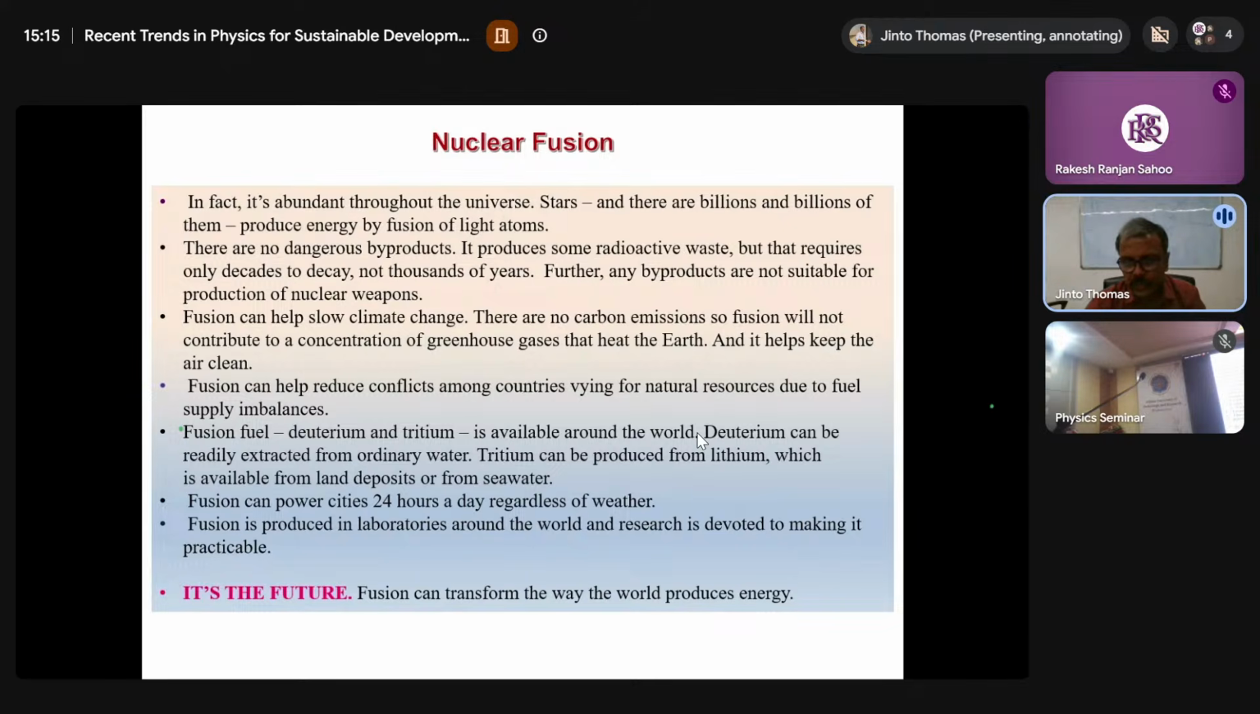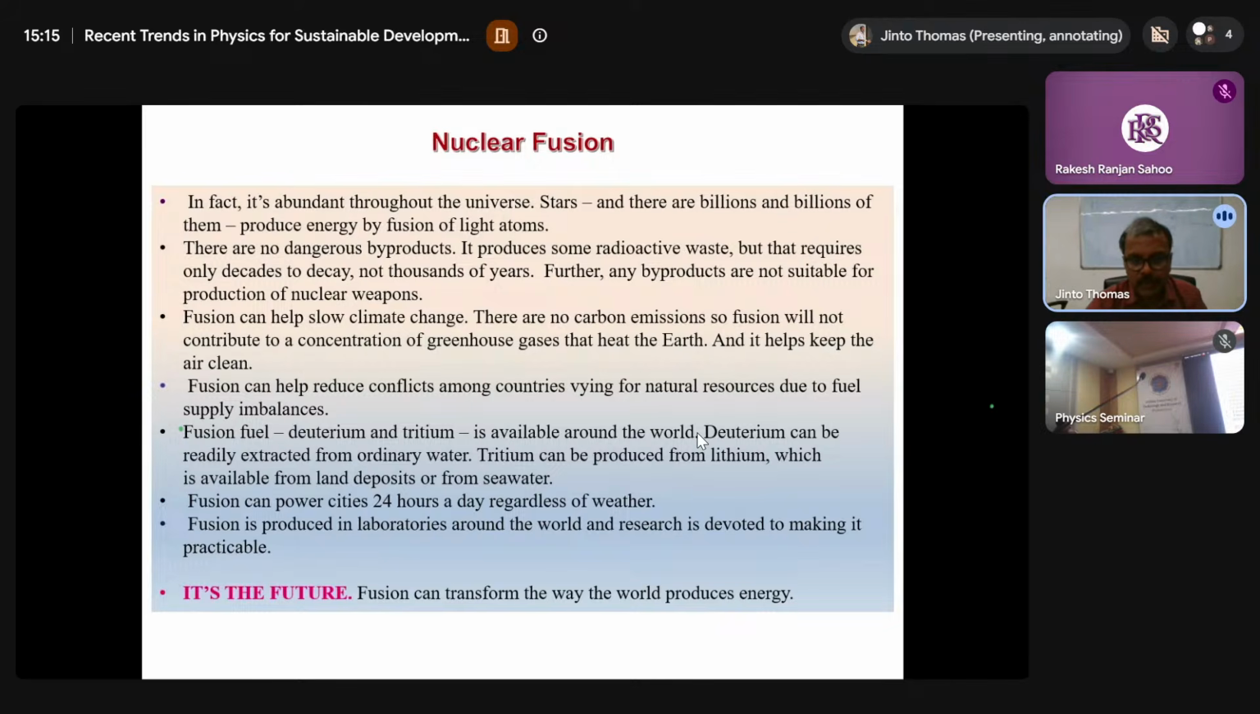It can reduce the conflicts among the countries, because most of the time we state that most of the wars are basically a tussle for energy. And the most interesting part is that the fusion fuel, unlike the fission fuel uranium, is considered to be deuterium and tritium, which is available around the world abundantly. The deuterium can be readily extracted from ordinary seawater, the heavy water, and the tritium can be produced from lithium, which is available from land deposits and from the seawater.